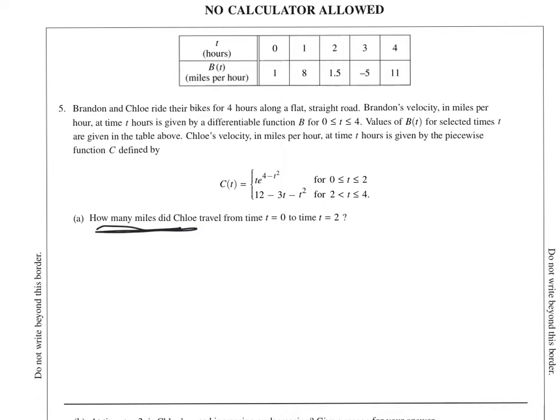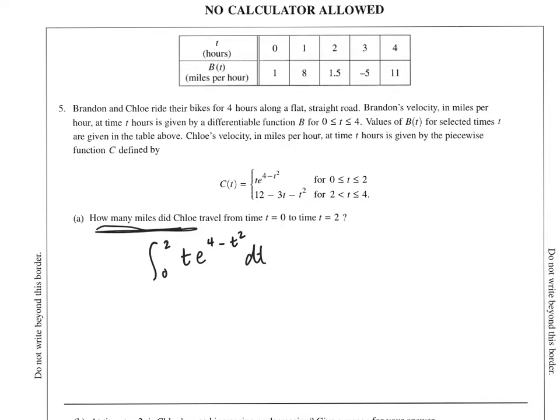But if they gave us a velocity and we want the quantity, we have to integrate velocity in order to get her miles traveled, okay? So again, her c of t is actually velocity. So when you integrate c of t, that's going to get your distance traveled and how many miles she went. So I'm going to integrate from 0 to 2 her function, which is t e to the 4 minus t squared dt.